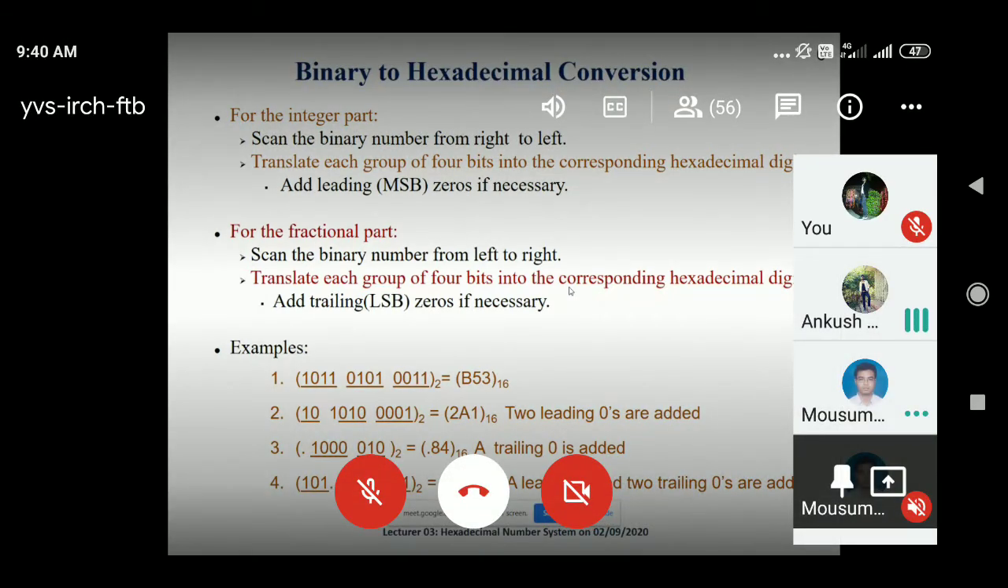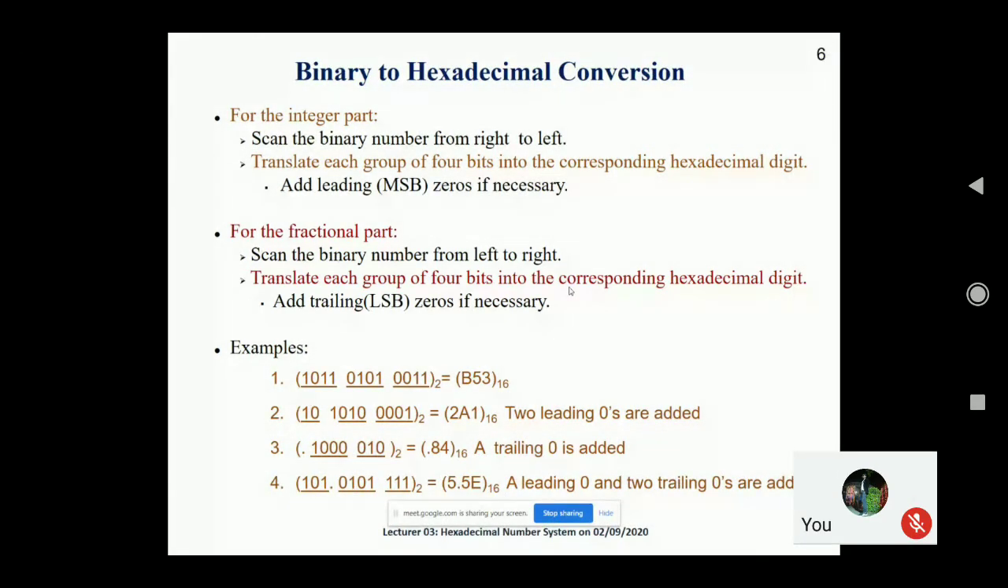Sir, in the fourth example, are two trailing zeros added or one trailing zero? Which particular example? Example 4. Just a minute. Yes, see here. I am talking about example 4, and I am explaining this one.